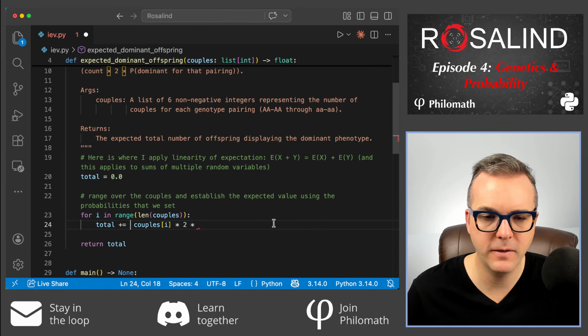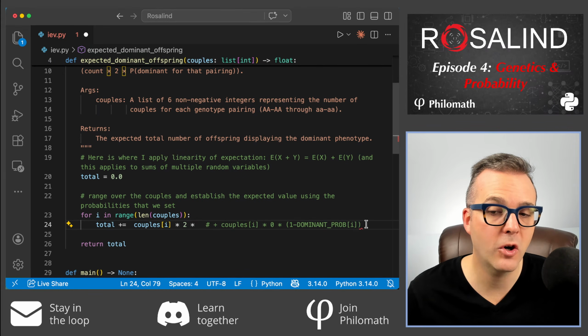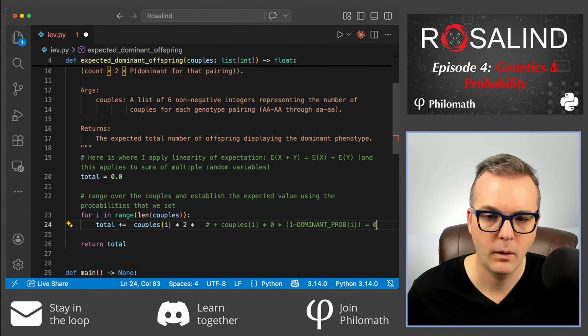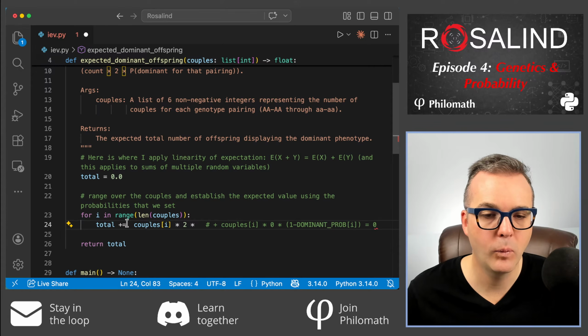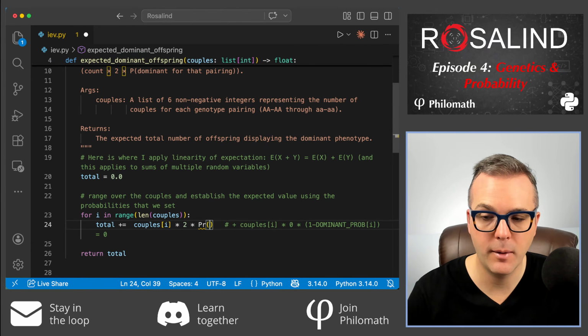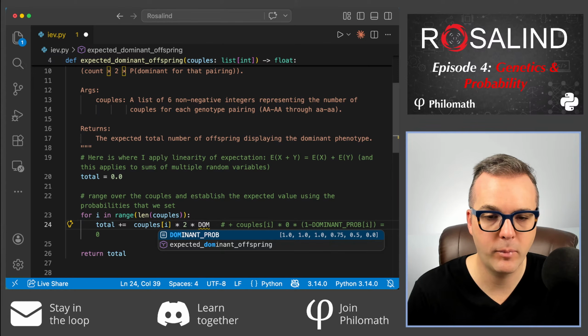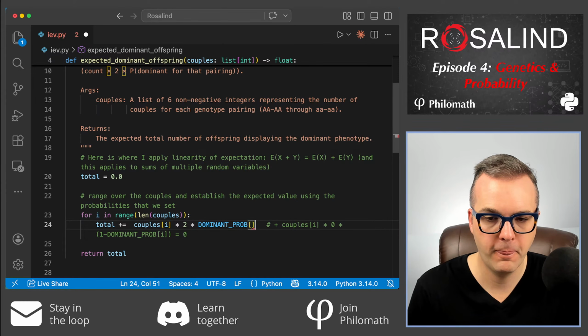So I'll put this in a comment and just say there is a hidden term that we are adding in, but it's 0. So in this case then, what I'm really interested in is the number of couples times the number of offspring times the probability that the offspring are going to be dominant. And in that case, it's just the dominant probability of i. If I can get my bracketing right.